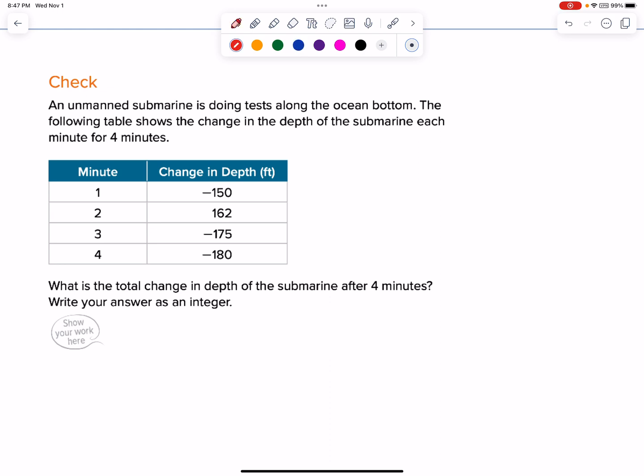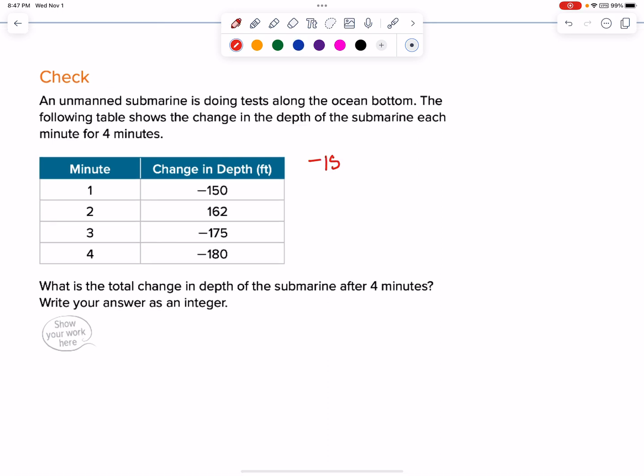So let's go ahead and start laying these out. So we have a negative 50, negative 150. And then what was the next change? It was positive 162. Plus, what was the next change? Negative 175, so it went down then. Plus, it went down again, another negative amount. So let's go ahead and calculate this out. I'm going to do this set first.